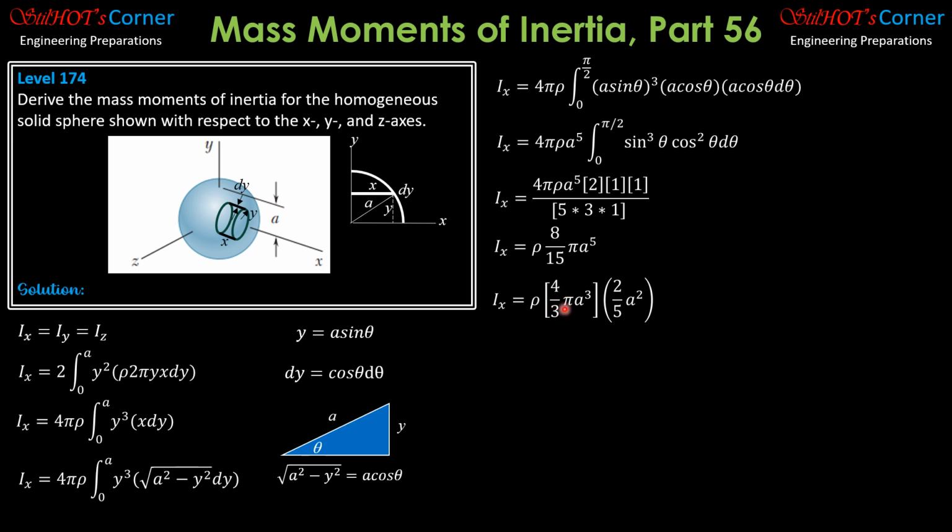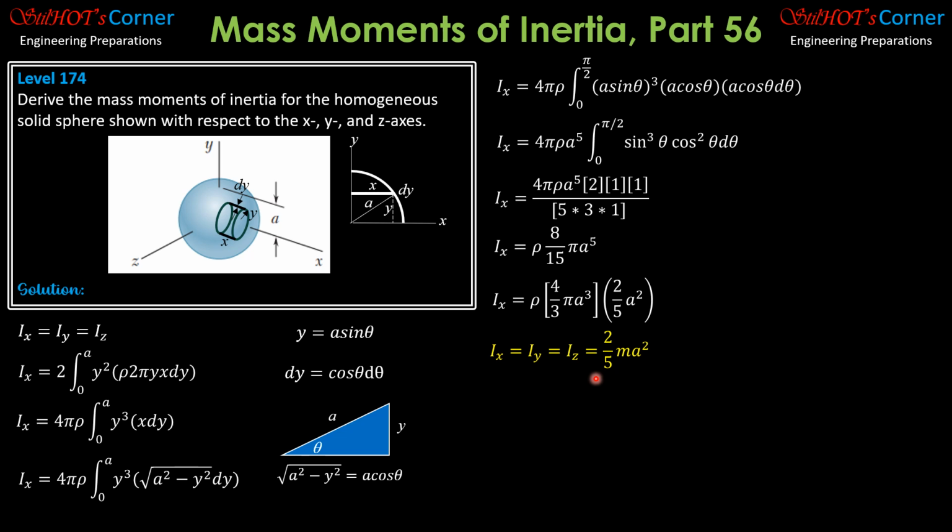Therefore, if this is mass, then Ix equals Iy equals Iz is 2/5 ma squared. So that's the mass moment of inertia of a sphere with respect to the centroidal axis. So 2/5 ma squared. Ix equals Iy equals Iz.